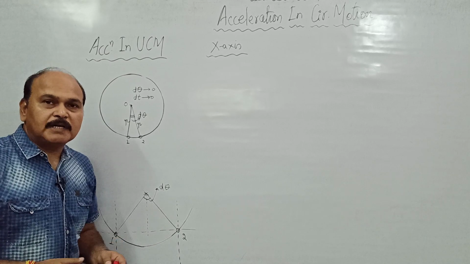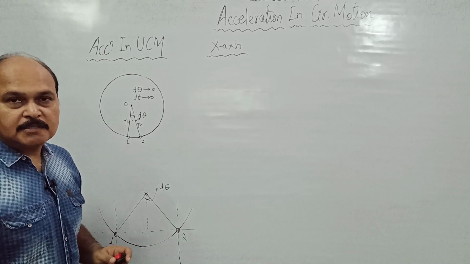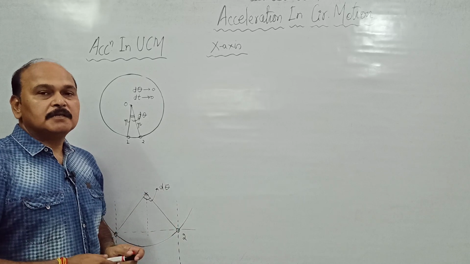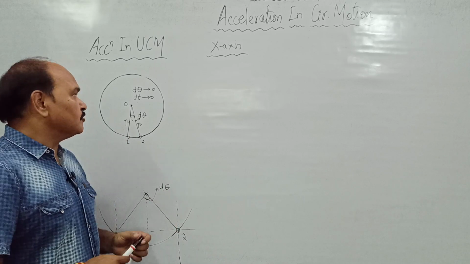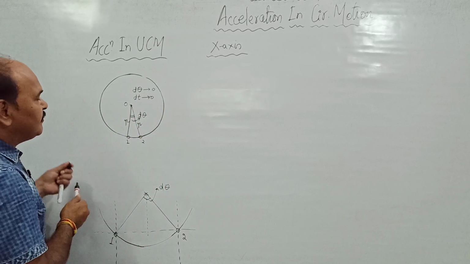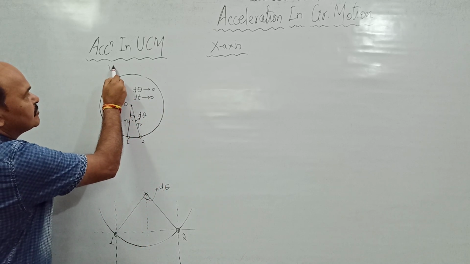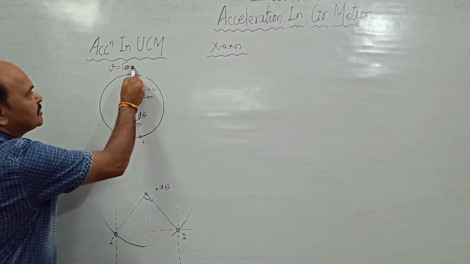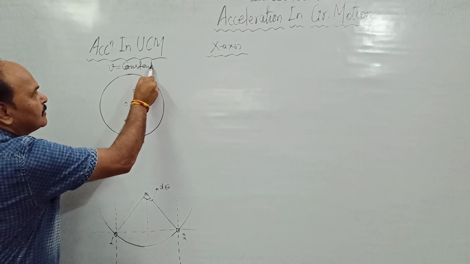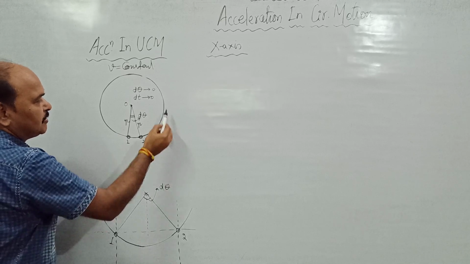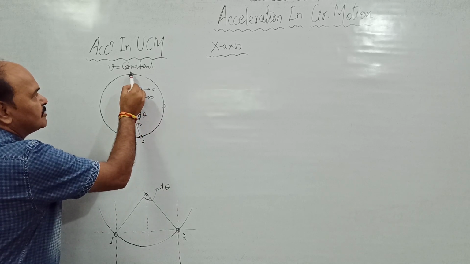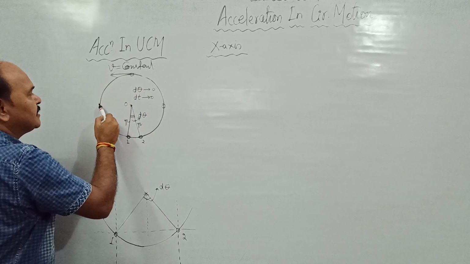Yes, children, we know that uniform circular motion is the motion where an object moves with constant speed. So in the diagram here, we have an object which is moving with constant speed on the circular path of radius r. So this is an object, this is a bob moving on circular path with a constant speed v.